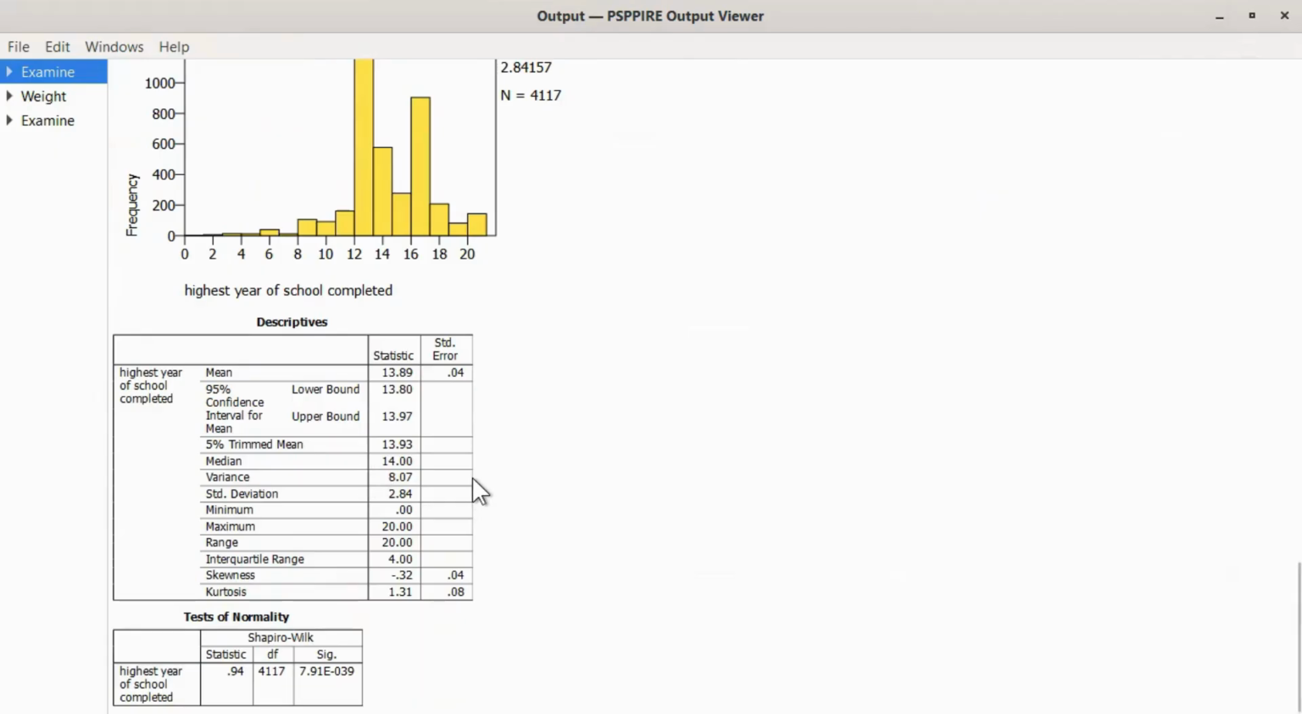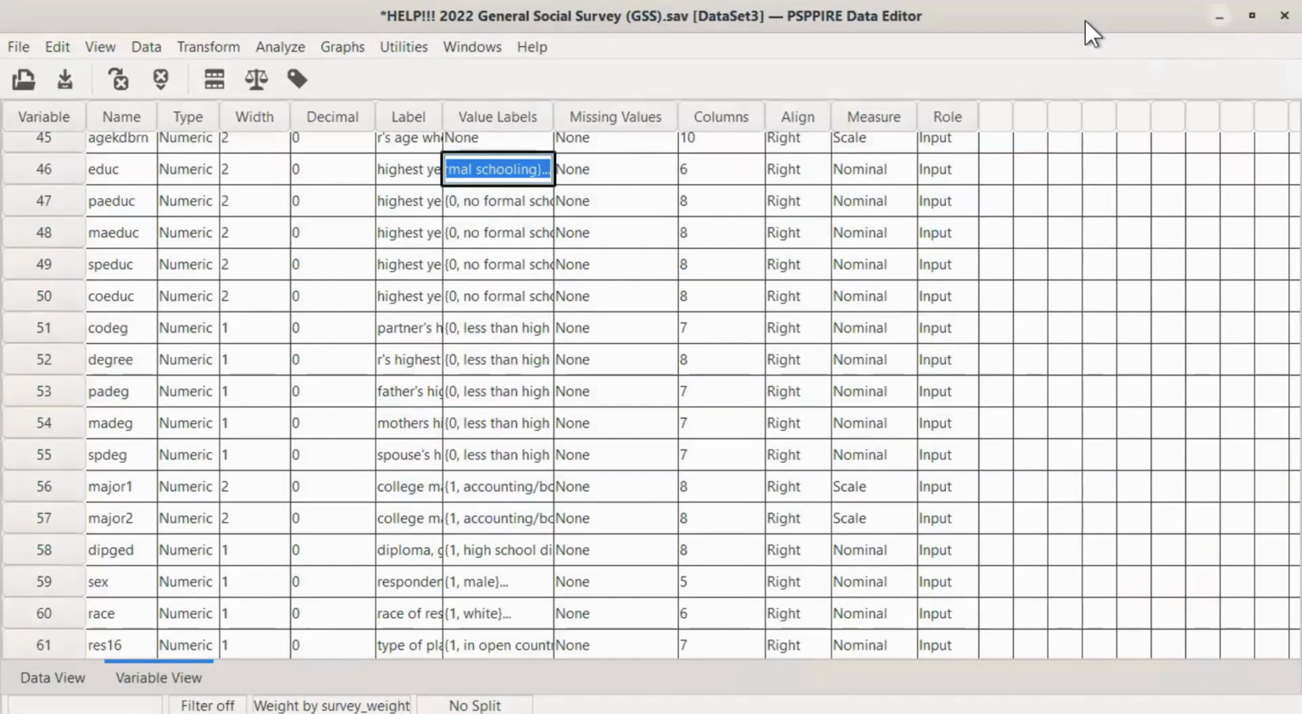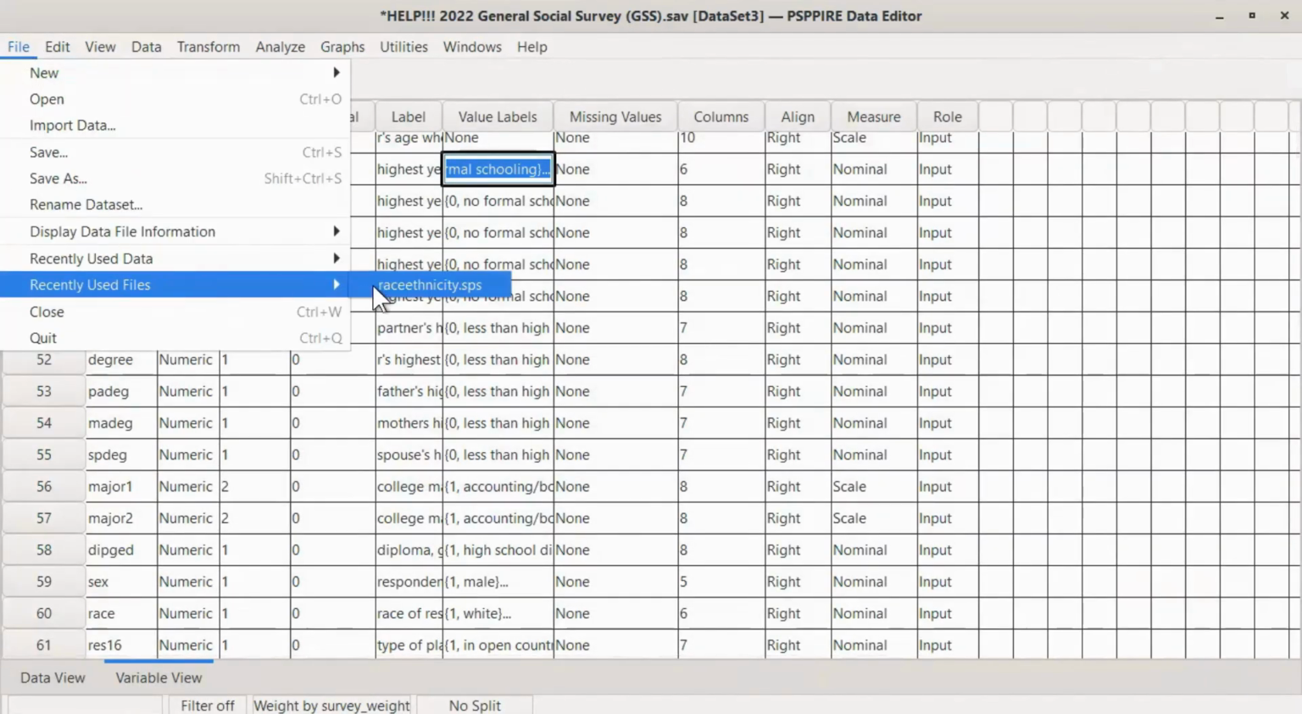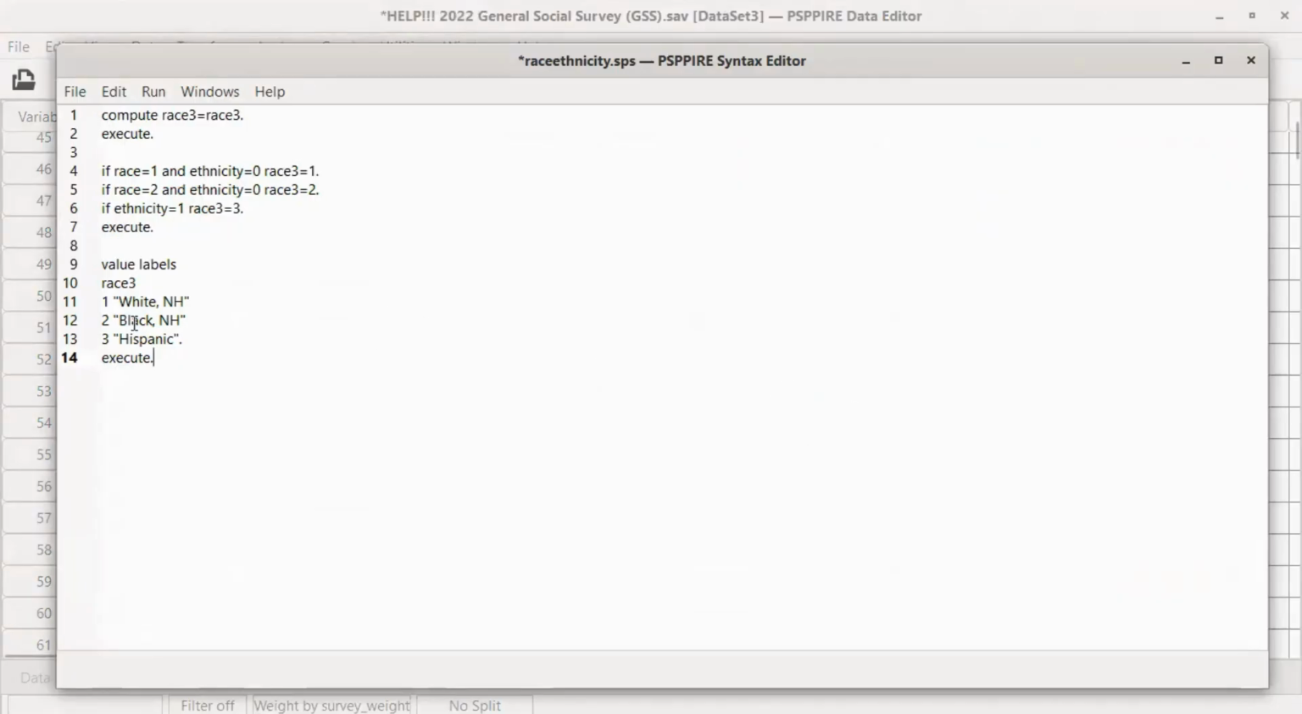Now, remember how we did the crosstab with race, ethnicity, and the variable degree? Well, what if we use race, ethnicity, and educ? So this is how we would do that. We're going to leave our weights on, and I need to rerun race, ethnicity. I actually saved it, so we have race 3. We have 1 white non-Hispanic, 2 black non-Hispanic, 3 Hispanic. We'll run that.